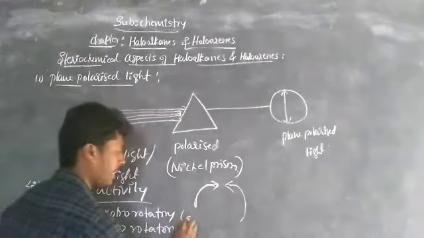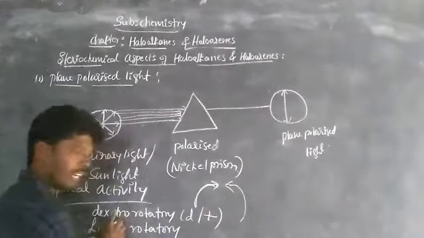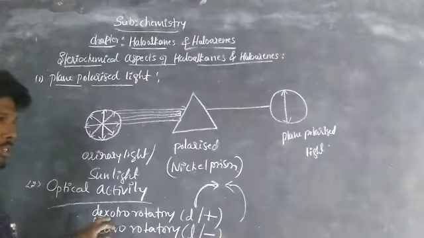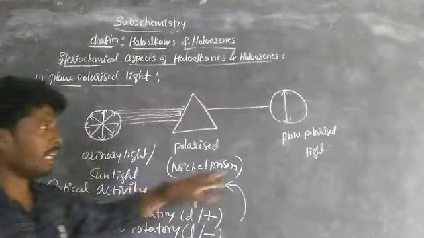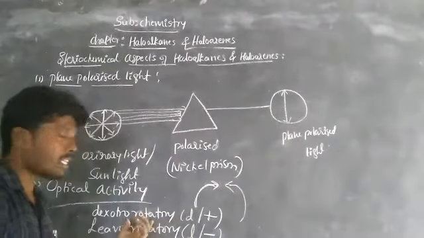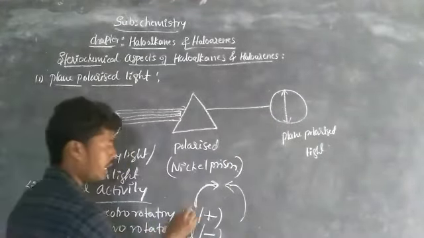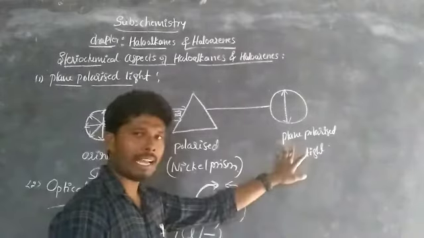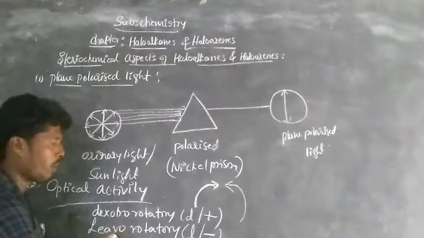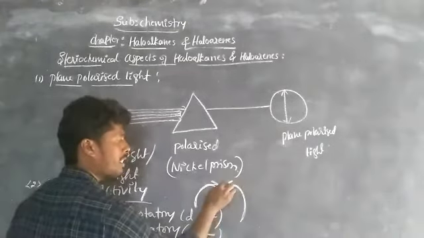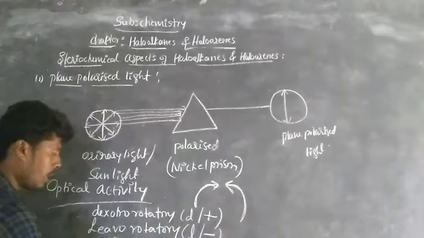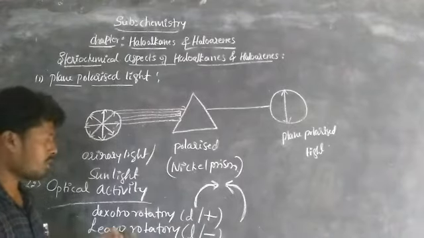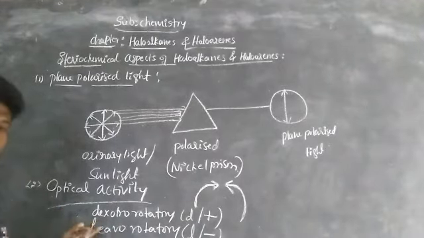Dextrorotatory is indicated by the symbol D, and levorotatory is indicated by the symbol L or minus. Very important, these two. So what is meant by dextrorotatory? When plane polarized light is passed through the solution of an organic compound, the light is rotated in the clockwise direction, which is called dextrorotatory. Similarly, when plane polarized light is passed through the solution of an optically active compound and rotates anti-clockwise, it is called levorotatory and is indicated by L or minus. So this is the concept of optical activity, dextrorotatory and levorotatory.